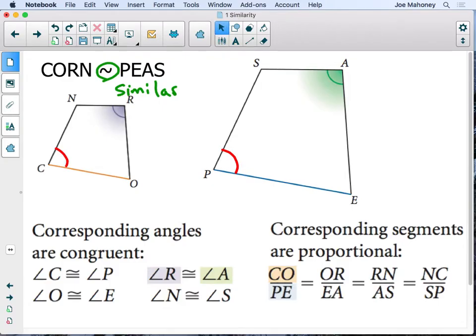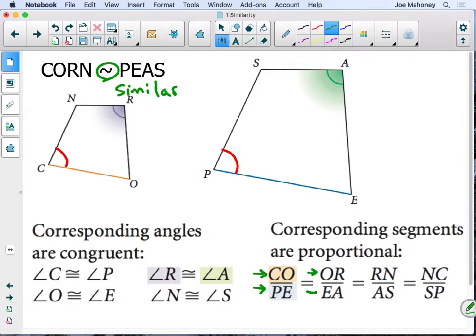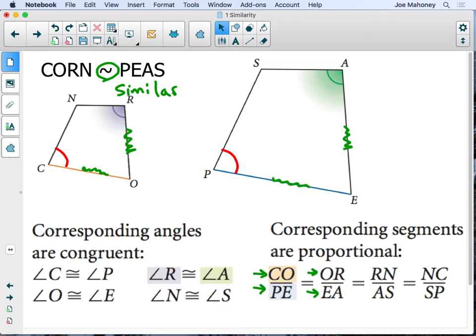It also means that the corresponding segments, the sides of the figure, are proportional, meaning that the ratio of side CO to side PE is going to be equal to the ratio of side OR to side EA. Notice that CO corresponds with PE the same way that side OR corresponds with side EA. And the other ratios are the same as well. So corresponding angles are congruent, corresponding segments are proportional.